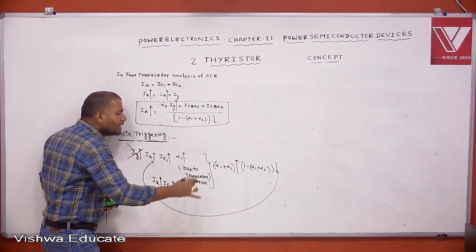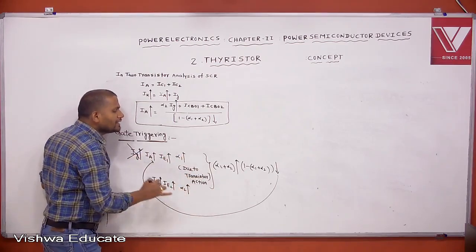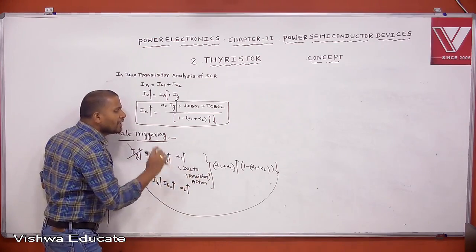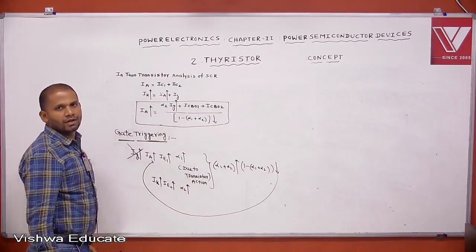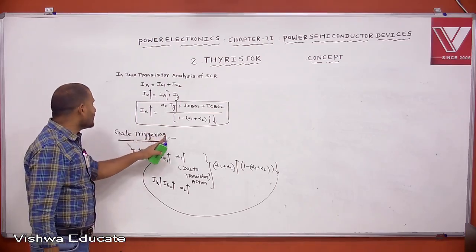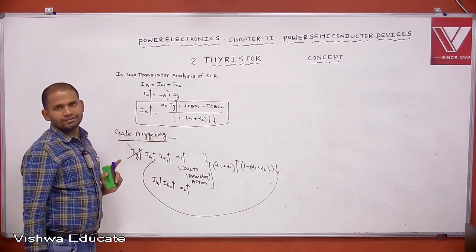Then the current through the SCR continuously increases. Then it reaches the rated current. Then the SCR will be turned on. This type of triggering is called the gate triggering method.